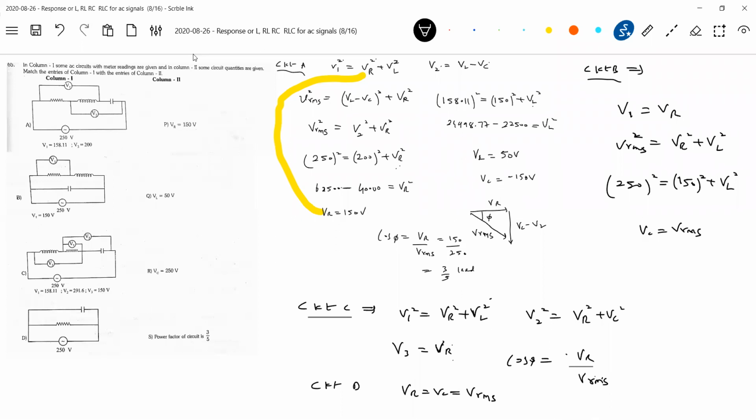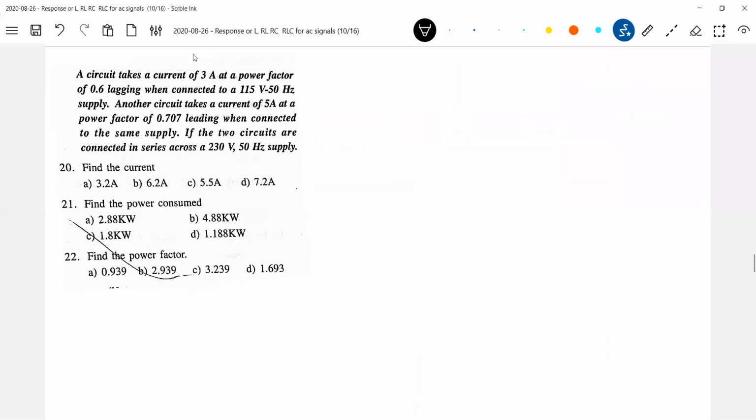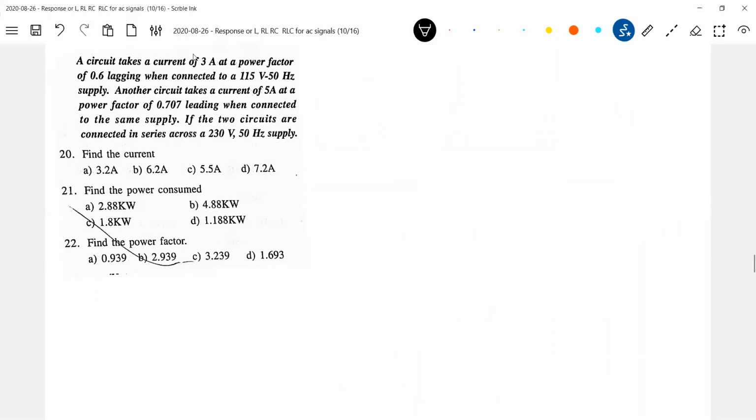Let's take the next problem. A circuit takes a current of 3 ampere at a power factor of 0.6 lagging. So what should it be? A lagging circuit should be RL, no? How do you say there will be a resistor and inductor? If only resistor, power factor will be 1. If only inductor, power factor will be 0. Power factor is 0.6 lagging, so it should have an inductor as well as a resistor.